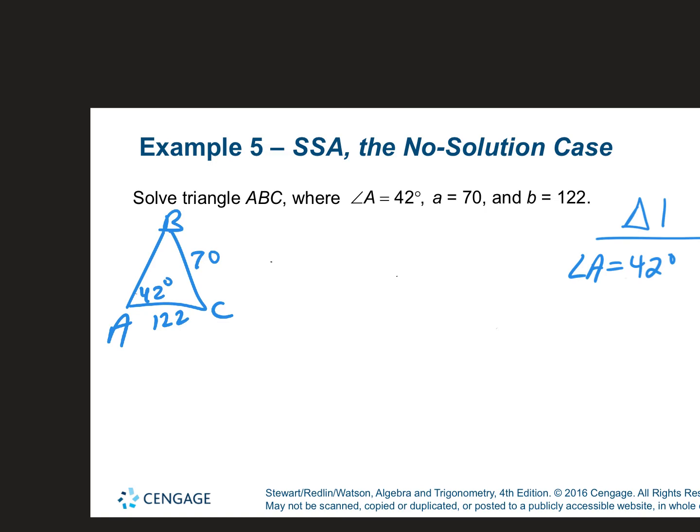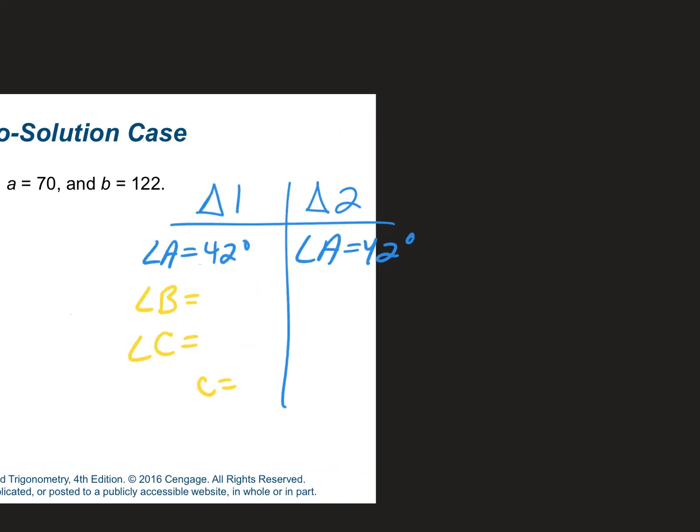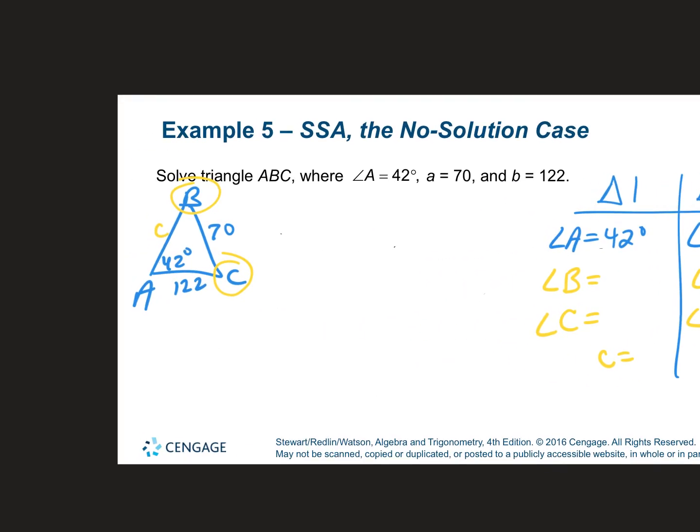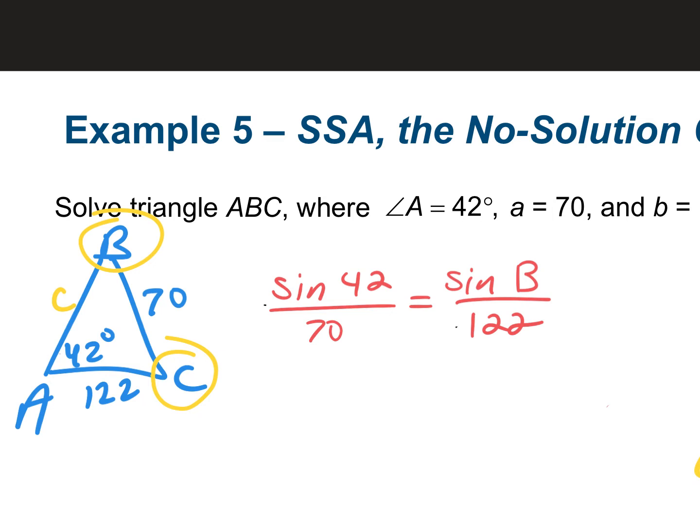So what are we missing? We're missing angle C, angle B, and side C. So I need to find angle B, angle C, side C. If there's a second triangle, I will have to find that over here as well. Did they already give us a proportion to use? Yep, they already gave us an angle measure and its corresponding side length. So sine 42 over 70 equals, what do I have to find first? Why B? Because I have a corresponding side. I know nothing about C. I don't know sides, I don't know angles.